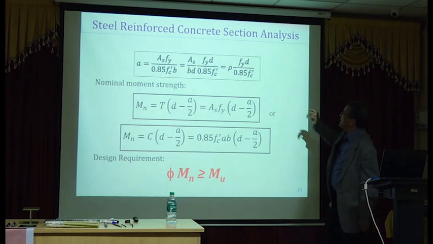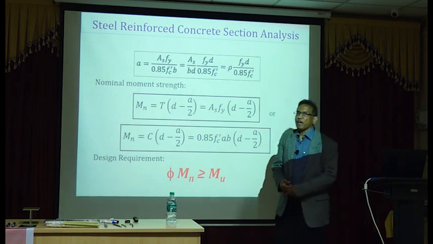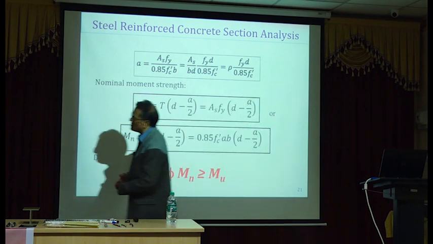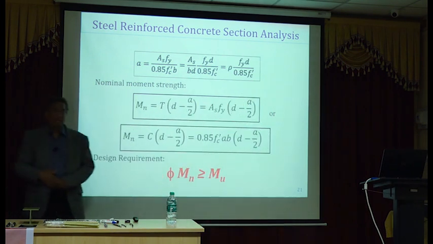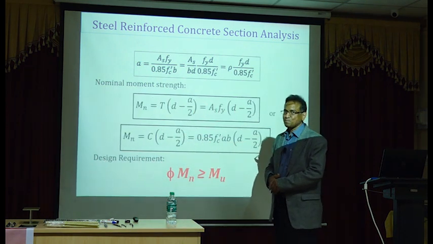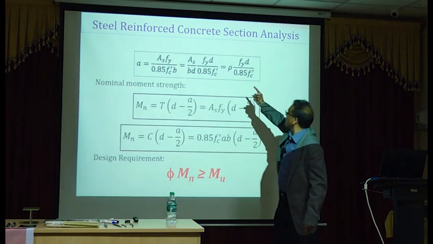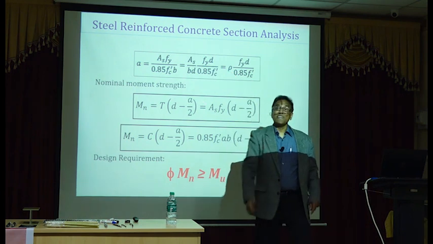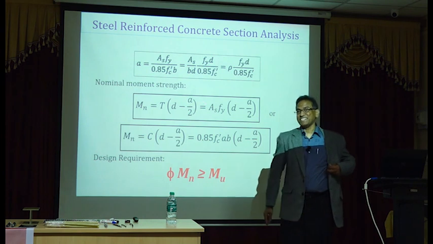Does anyone remember? Okay, let's say what is 1 over 0.85? Close to 1.15. Okay, probably it's 1.15. Yeah, it's 1.15, right? Do you remember what we had here for IS 456? Big difference. That's a big difference.